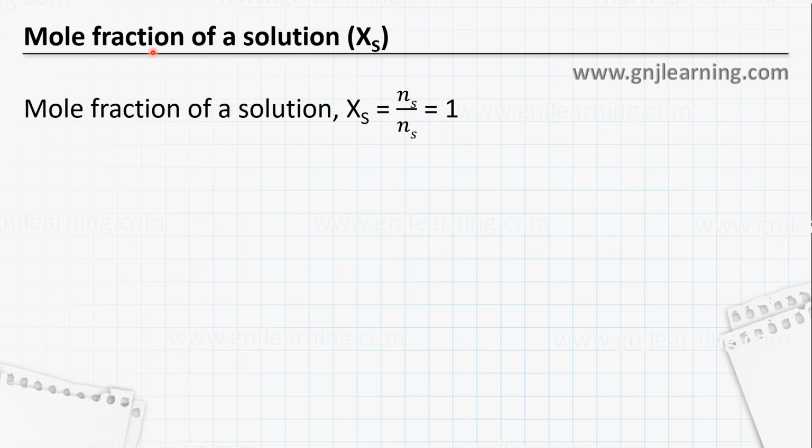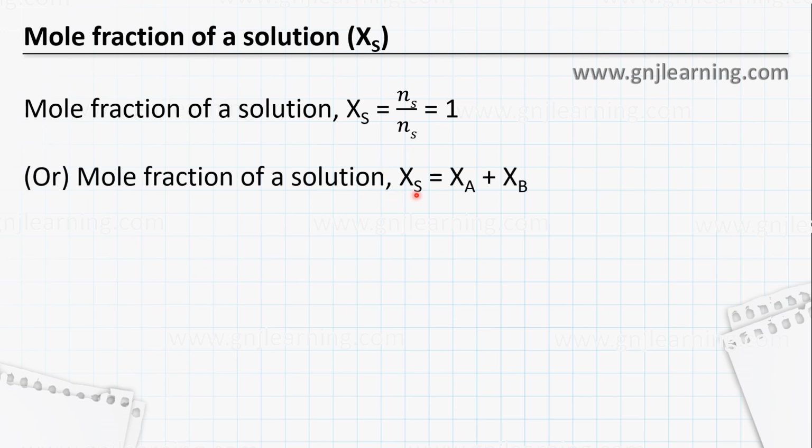Again, this is the mole fraction of a solution. In the previous slide, we were talking about the mole fraction of a component in the solution. For a solution, it is the number of moles of the solution, which is the same as the total number of moles of all the compounds in the solution. So Ns divided by Ns is equal to 1. There is also another relationship: if the solution is a binary solution with two components, solvent and solute, you add their mole fractions together, and you are supposed to get the mole fraction of the solution. Let's see how we get it.